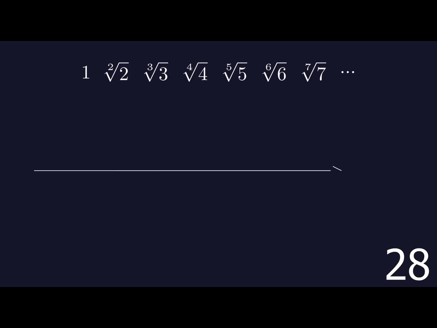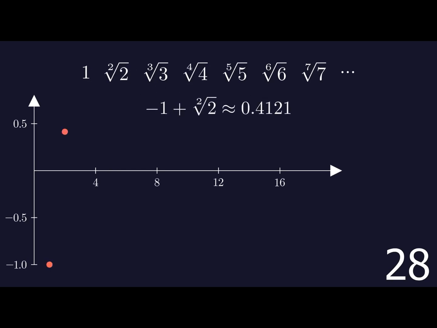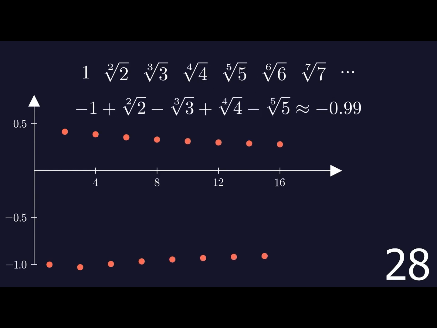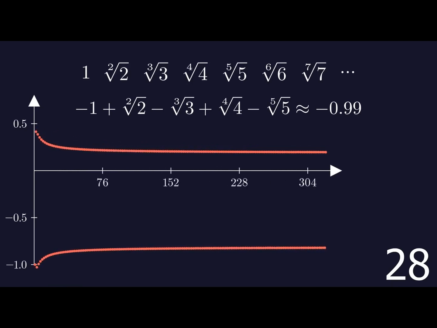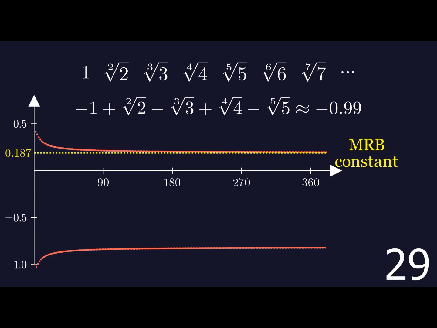Let's define a sequence that starts with 1. The next term is the square root of 2, then the cube root of 3, and so on. Now let's calculate the alternating sum of this sequence, starting with the negative first term. With just one term, the sum is equal to -1. With 2 terms, the sum is approximately 0.41. With 3 terms, it is -1.02. With 4 terms, it is 0.38. And so on. This sum oscillates infinitely, but the upper point never goes lower than the MRB constant, which is approximately 0.187, discovered by Marvin Ray Burns.